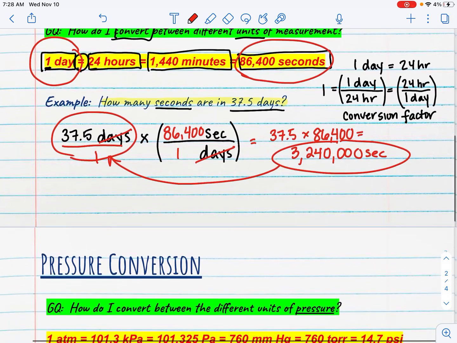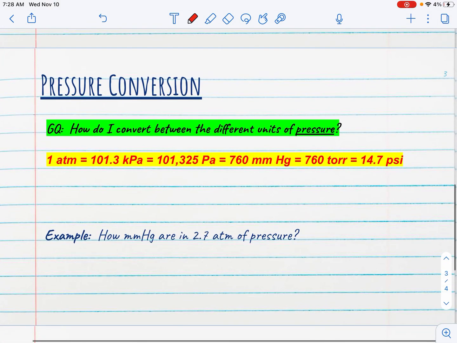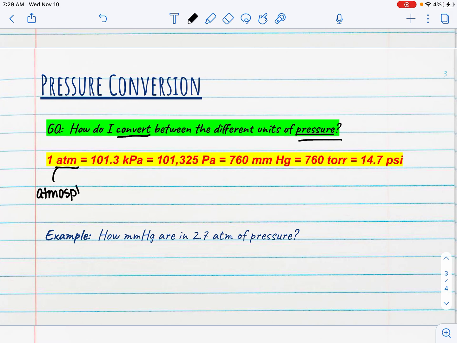All right. Now, how does it apply to pressure? So our guiding question here is, how do I change between the different units of pressure specifically? All right. You might have seen some problems, even in our labs, that pressure comes in a lot of different units. All right. So here we say ATM represents atmospheres. Okay, have you ever heard atmospheric pressure? Okay, that's what it's referring to. KPA and PA. So KPA is kilopascals. PA is pascals. Okay, named after a scientist.